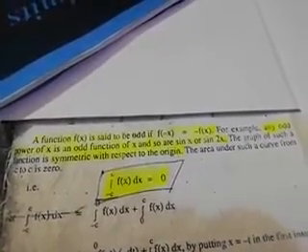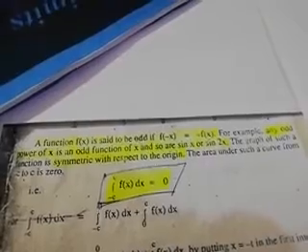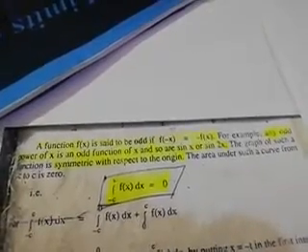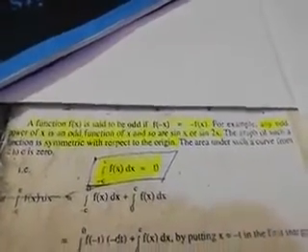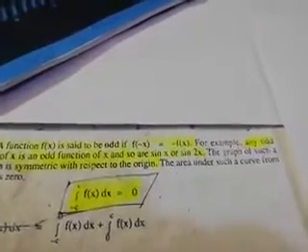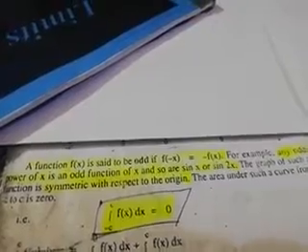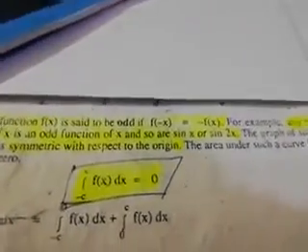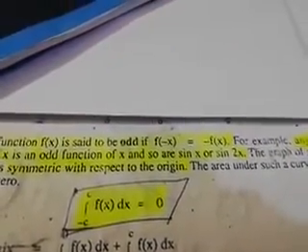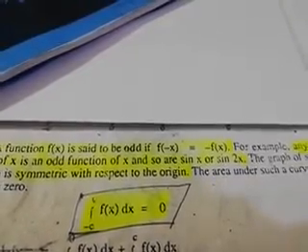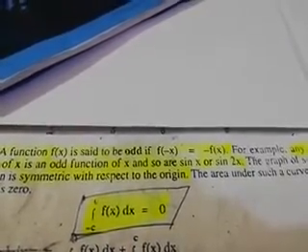The graph of such a function is always symmetric with respect to the origin. The interesting thing is that the area under a curve from minus c to plus c is 0. Here you can see the integral from minus c to plus c of f of x dx is 0. This is for an odd function.